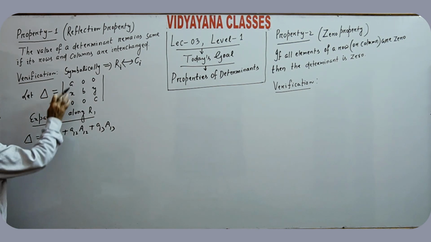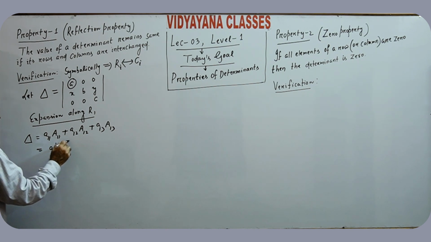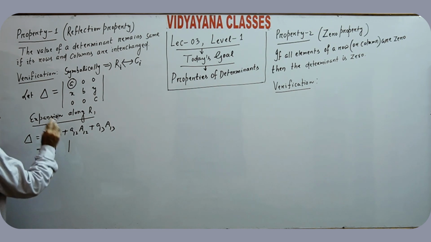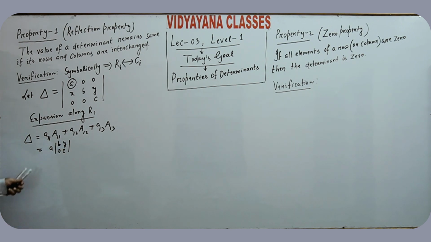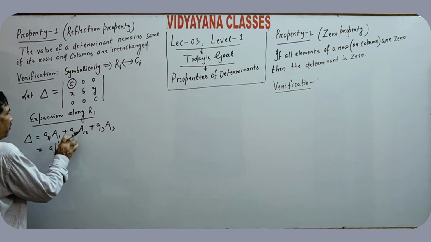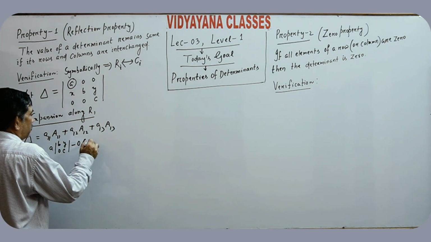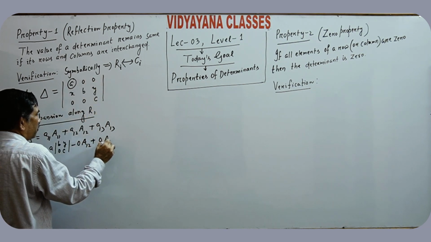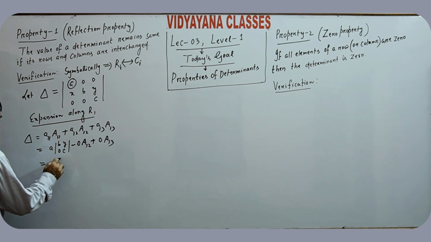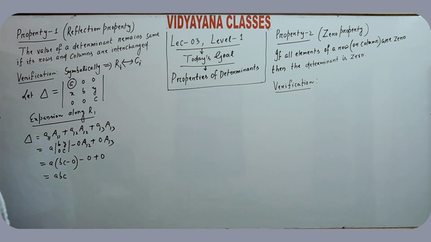a11 is a, its sign is positive, into the minor of the element a11, which is obtained by deleting the first row and the first column, giving the determinant with rows b, 0 and y, c. The sign of a12 is negative and a12 is 0, into its cofactor. The sign of a13 is positive and a13 is 0, into its cofactor. So a into bc minus 0 plus 0, which is equal to abc. Clear? The value of the determinant is abc.